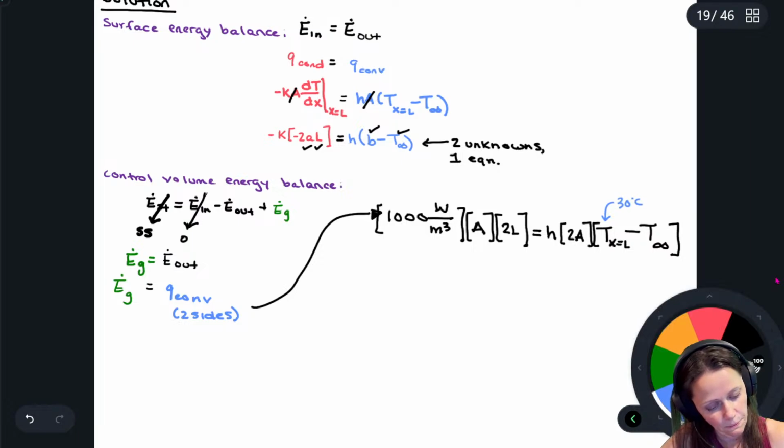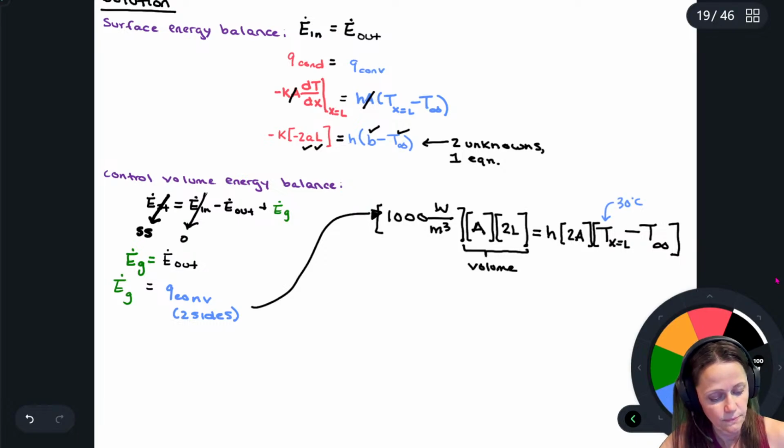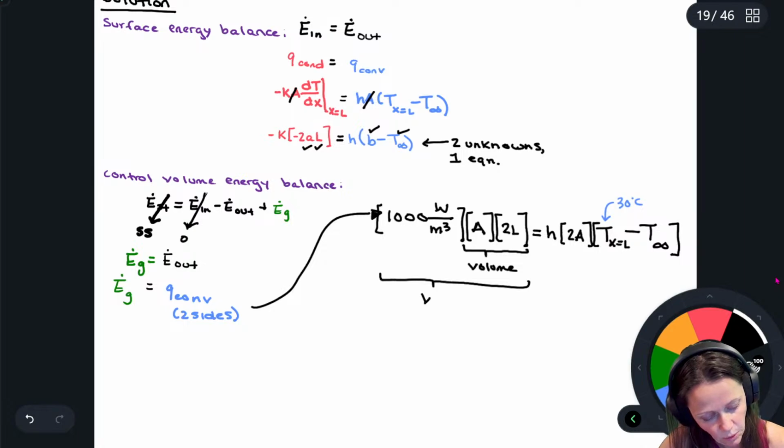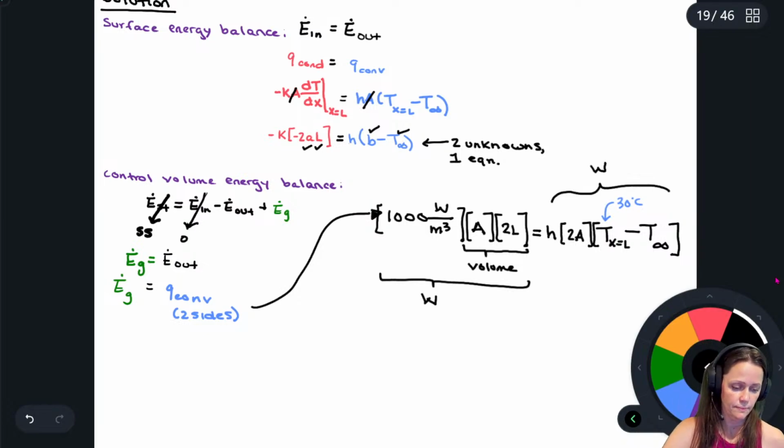Where does the A times 2L come from on the left side? This is the volume. So this whole side needs to be in watts, and this whole side, convection, needs to be in watts. So we need to make sure that the units work out.